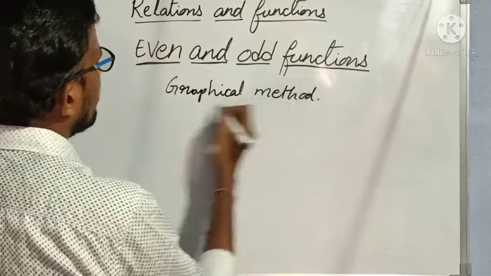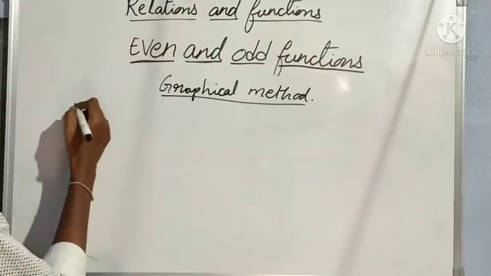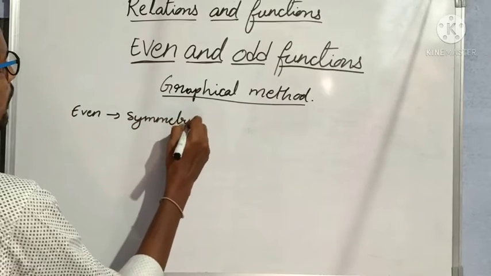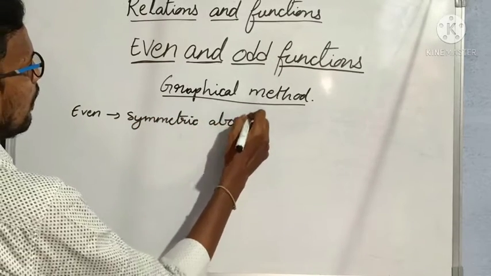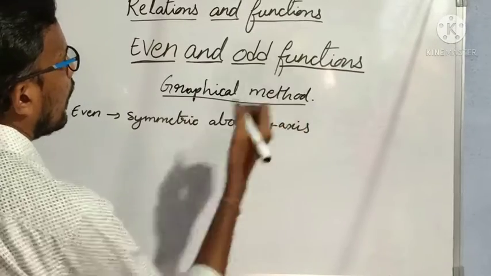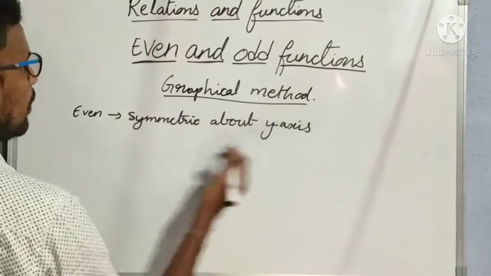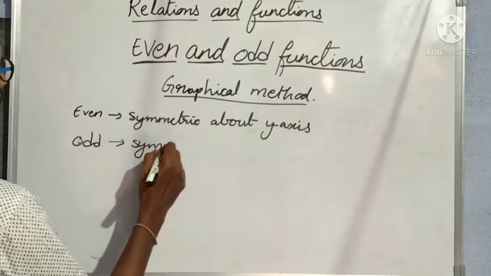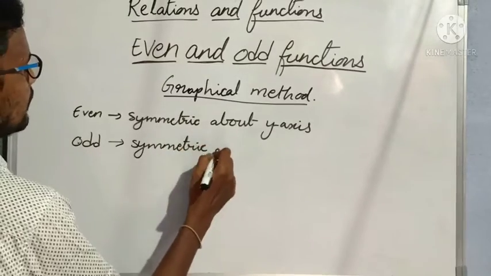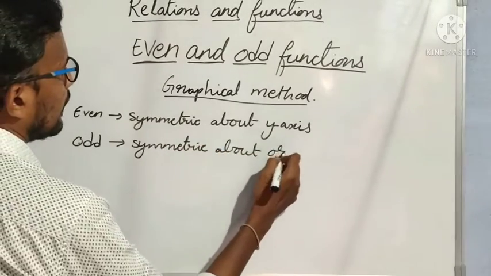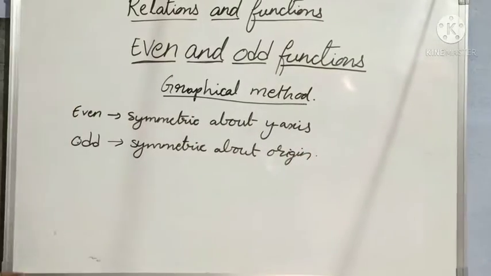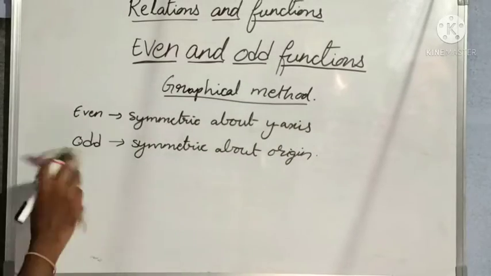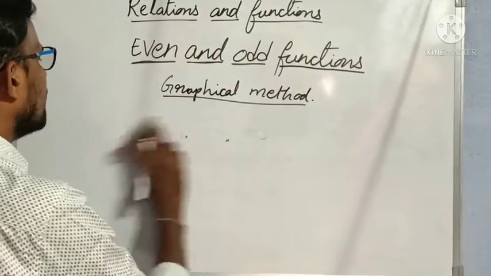So graphical method. Okay. All even functions will be symmetric about the y-axis, and all odd functions will be symmetric about the origin. I will explain what is symmetric about the origin and symmetric about the y-axis. Now listen. Okay, let us understand this with the help of examples now. So first let us see the even functions.